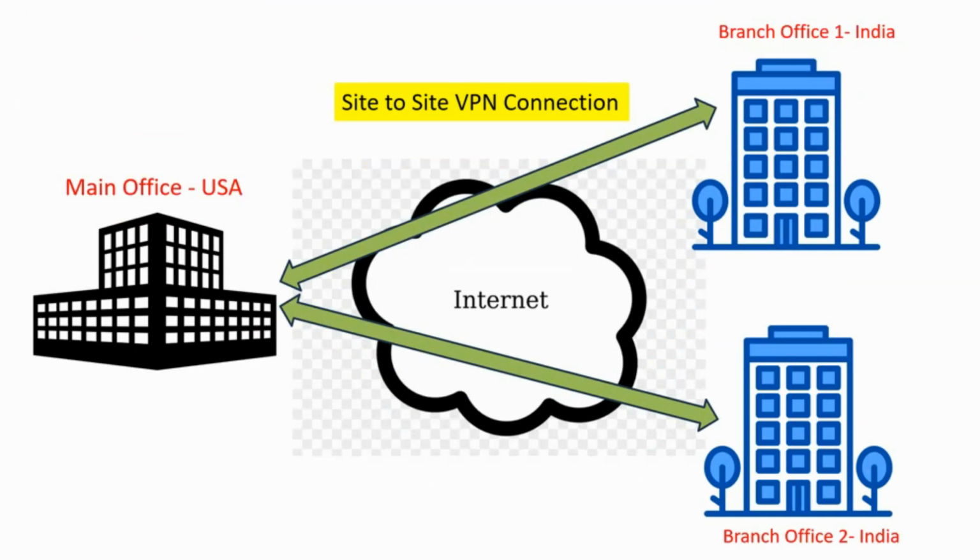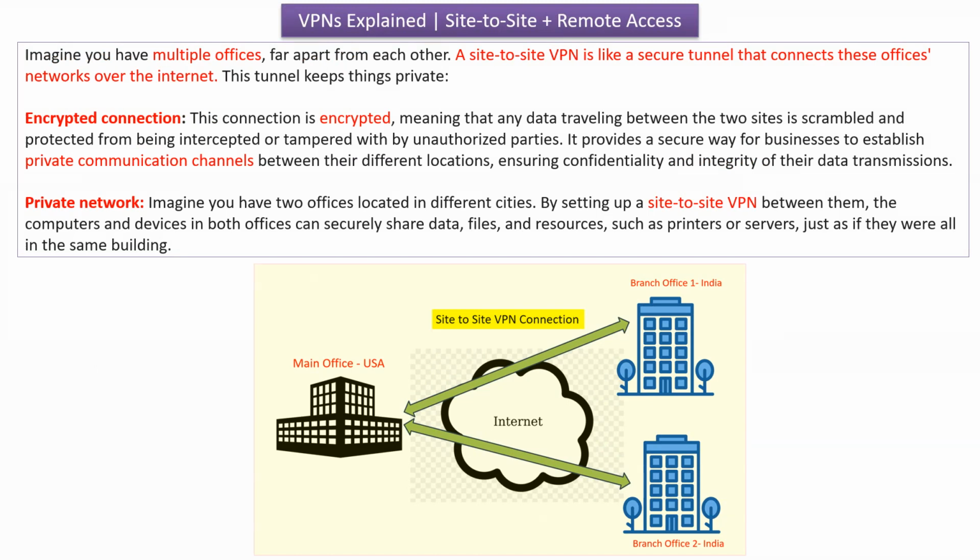the secure tunnel keeps things private. Encrypted connection. This connection is encrypted, meaning that any data that travels between the two sites is scrambled and protected from being intercepted or tampered with by unauthorized parties. It provides a secure way for businesses to establish private communication channels between their different locations, ensuring confidentiality and integrity of their data transmissions. Imagine you have two offices located in different cities or different countries.